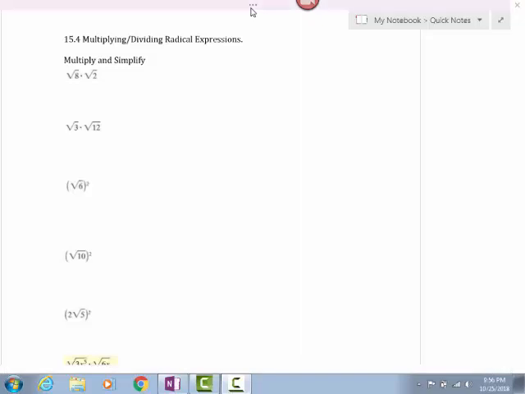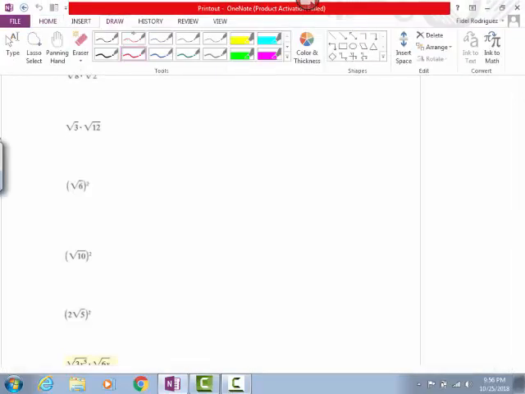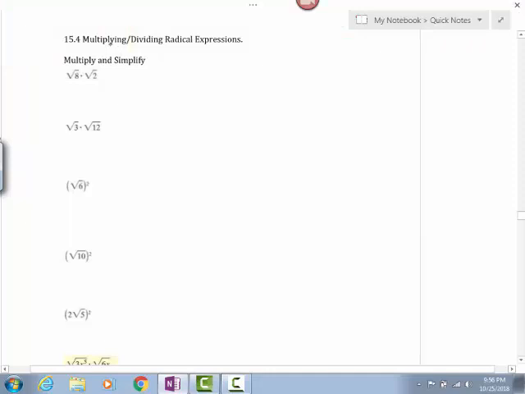15.4 is multiplying and dividing radical expressions. In 15.4, what we're going to be doing here is multiplying our expressions and simplifying at the end. So I look at the first problem here. I have the square root of 8 times the square root of 2. Because they both have square roots, I can multiply the numbers on the inside. So 8 times 2 is 16. And we know the square root of 16 is just 4.